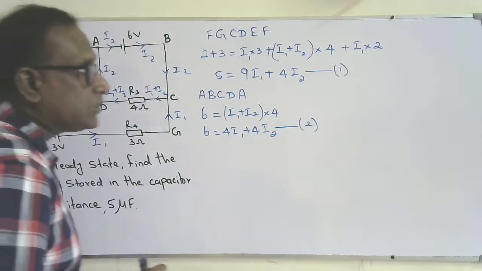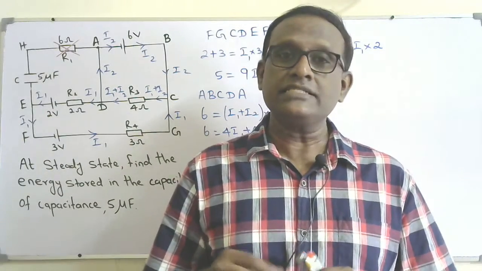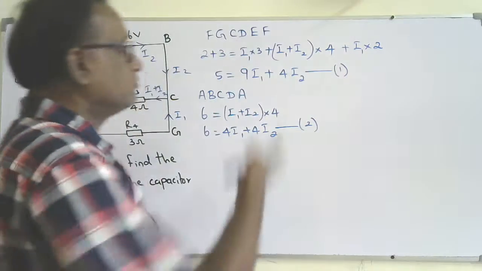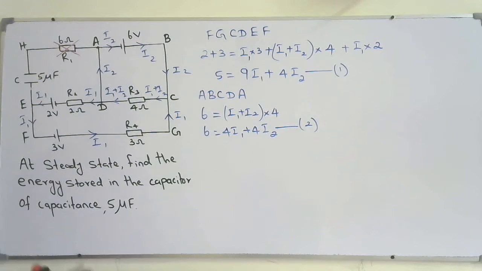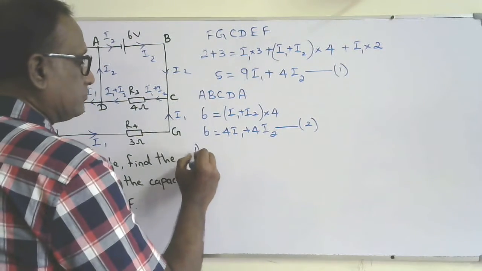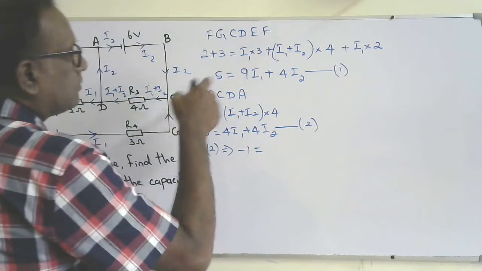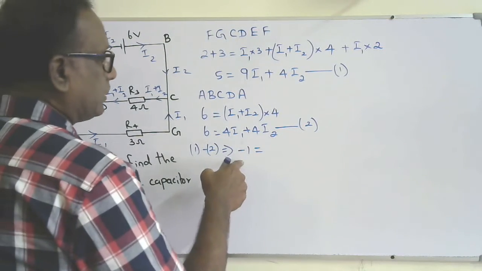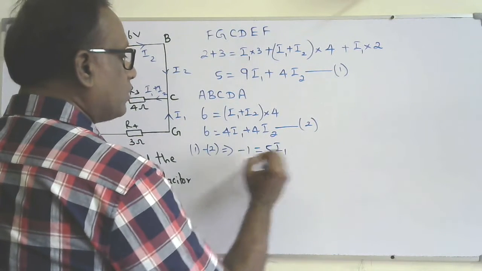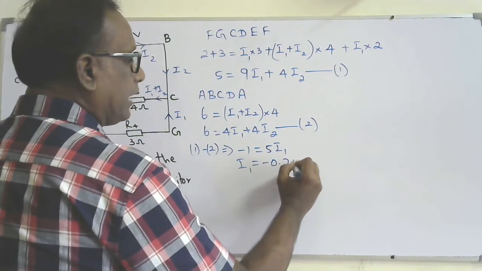Okay, so there are two unknowns, I1 and I2. We have two equations, simultaneous equations. You can solve them using your calculator or manually. I'll show how to solve it manually. If you subtract the second equation from the first equation, you will get minus 1. 5 minus 6 is minus 1, equal to 9I1 minus 4I1, 5I1. So I1 is equal to negative 0.2 ampere.